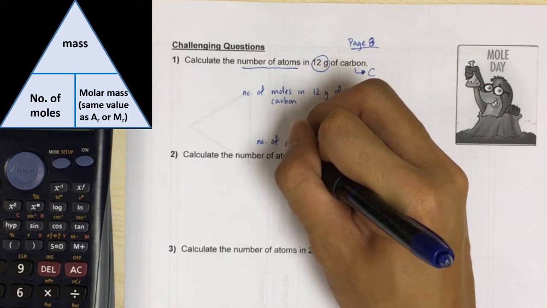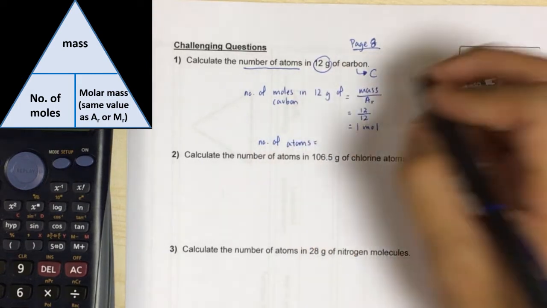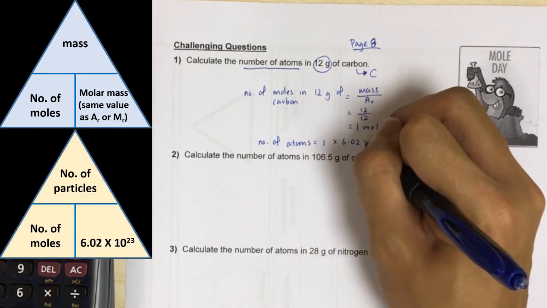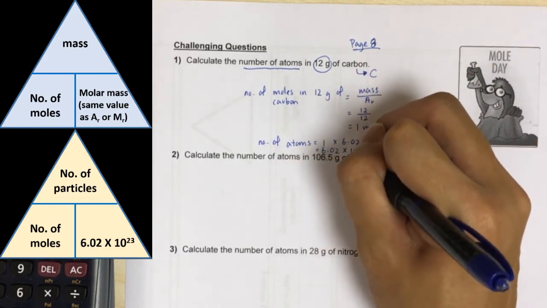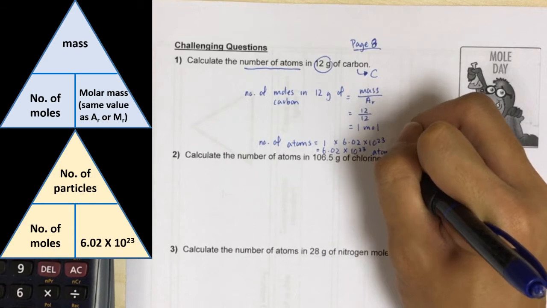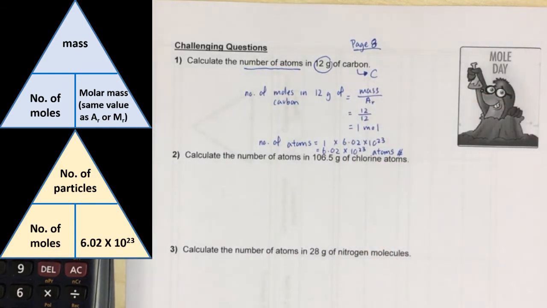Next, using this calculation, we can find out the number of atoms by simply multiplying it by the Avogadro's constant, which is 6.02 times 10 to the power of 23, and that will give us 6.02 times 10 to the power of 23 atoms in the mass of 12 grams.